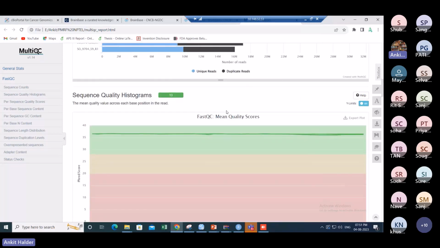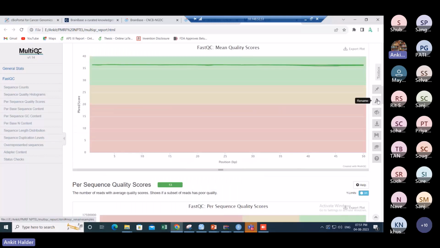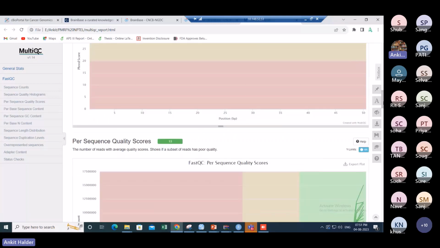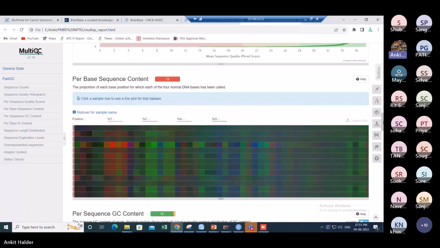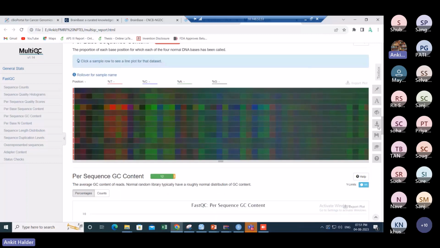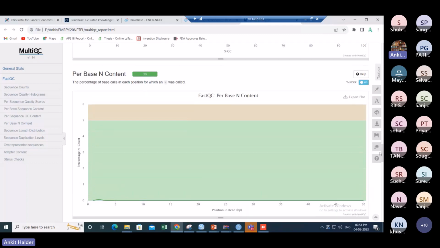So for mean quality scores, you can see that it is above 35, meaning all the base calls have been done accurately, with high confidence, and there is no problem with that. Then the sequence quality scores, the per base sequence content, and then the GC content. These are the parameters that one looks at before going on for further analysis, and you can visualize all the data in this simple report.